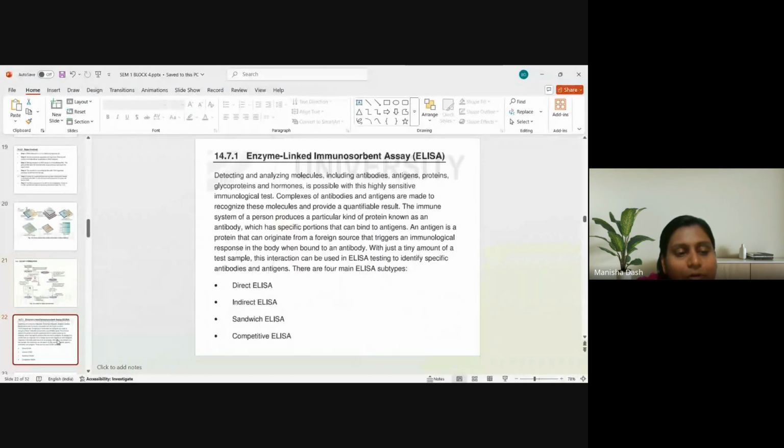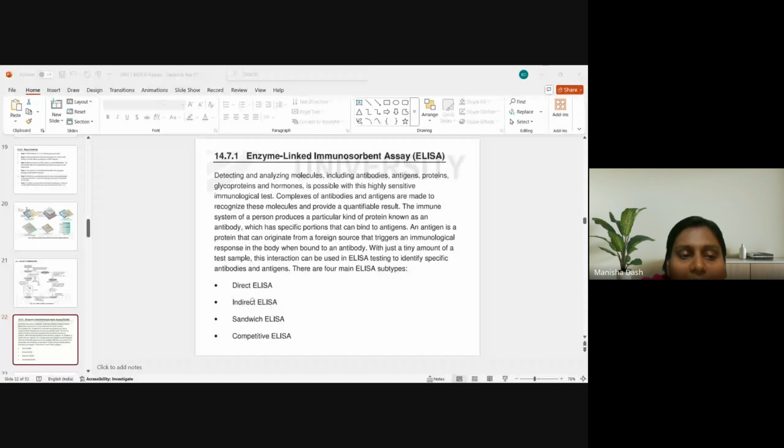Next, let's go to immunotechniques. Some days after COVID happened, kits were developed to know whether a person is infected with COVID or not. So all these detection kits are actually based on immuno blotting or immunotechniques.